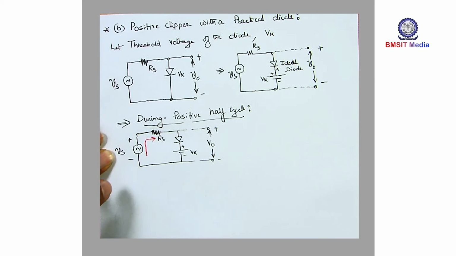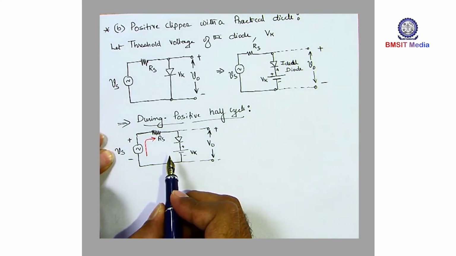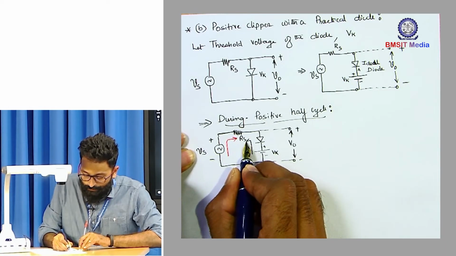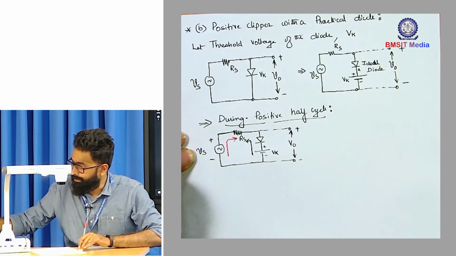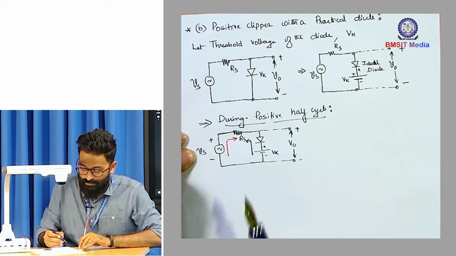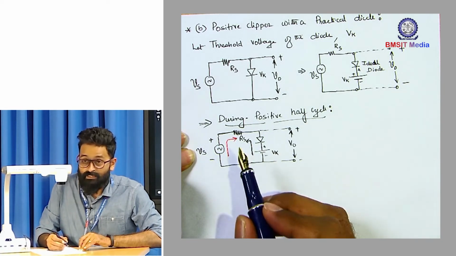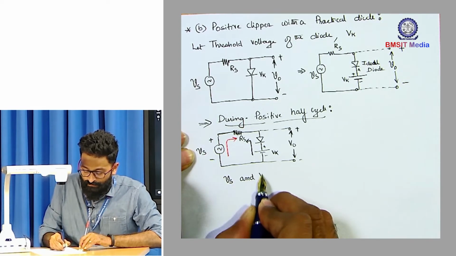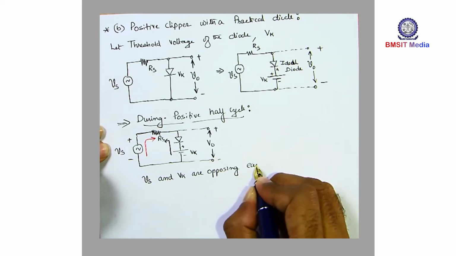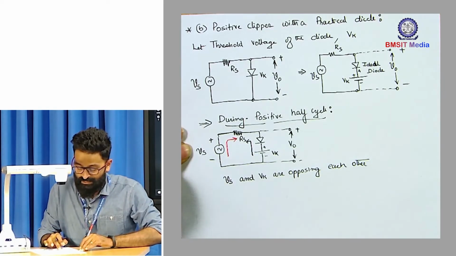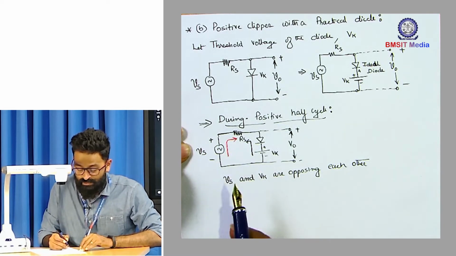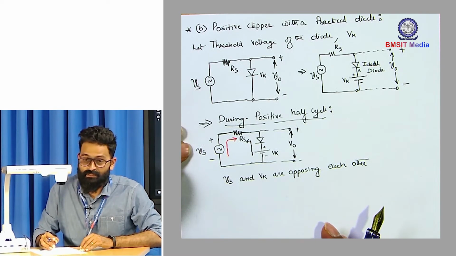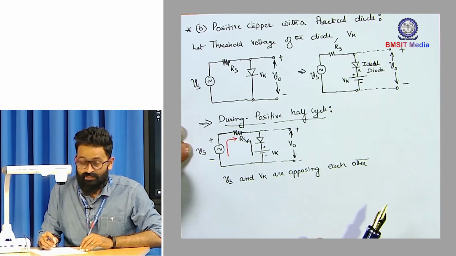On the other hand, the second source, Vk, is trying to send the current in the opposite direction. So over here, there exists something known as source opposition. Vs and Vk are opposing each other because both of these sources are trying to circulate the current in opposite directions. So the circuit operation is basically dictated by the dominant source.